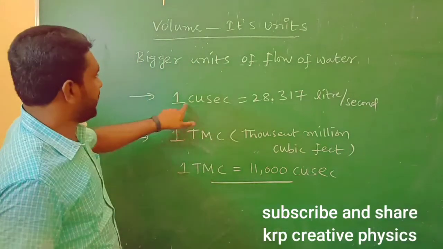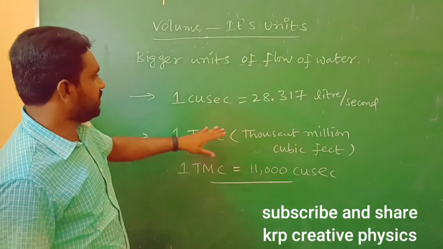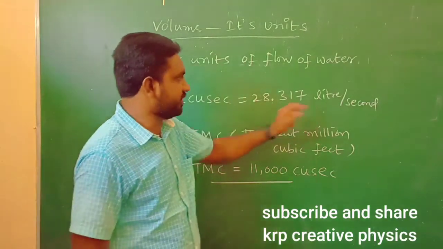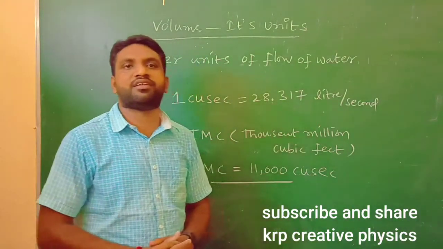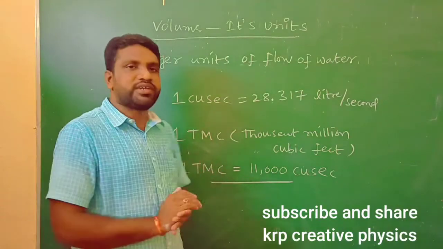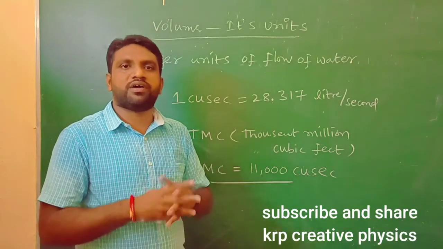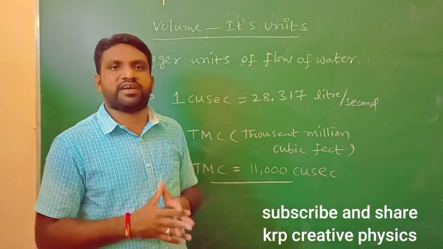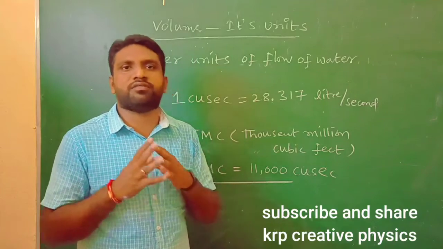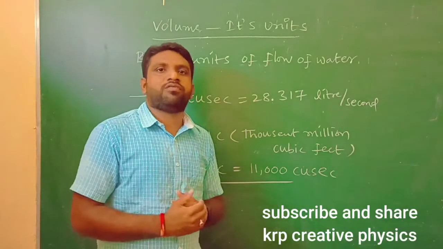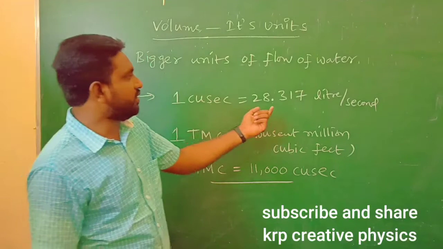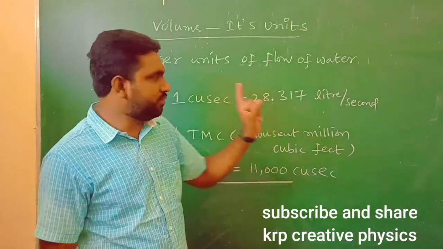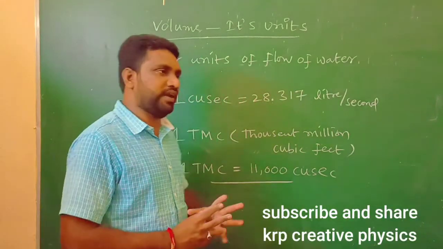First, we are going to learn about the cusec. So what is the cusec here? 1 cusec of water equals 28.317 liters per second. So basically cusec is a unit for rate of flow of water. That means the amount of water flowing per 1 second. That is the rate of flow of water. So 1 cusec equals how much here? 28.317 liters of water flowing in 1 second. That is the meaning of 1 cusec. All of you understand? Right.